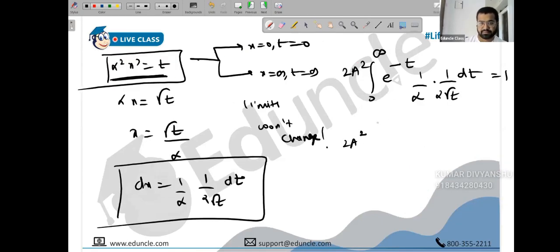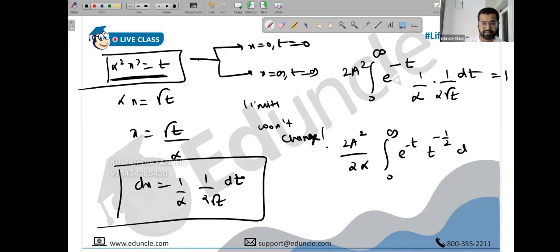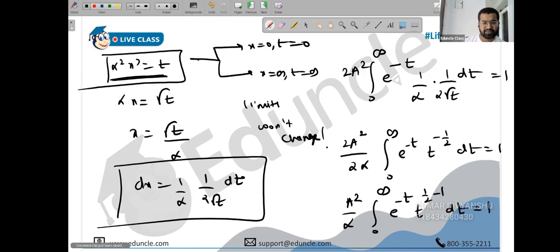So we have what? 2a square, and I can take 2 alpha outside. 0 to infinity, e raised to minus t. People, what is root t? t raised to half. It goes in the denominator, so t raised to minus half dt. This is 1, 2 gets cancelled. So a square upon alpha, integral 0 to infinity of e raised to minus t. How can I write t raised to minus half? I can write half minus 1. Half minus 1 is minus half. It's one and the same thing. dt. So now this is the gamma function.